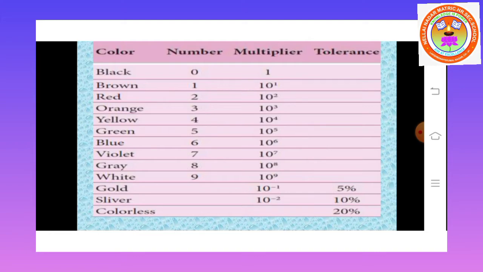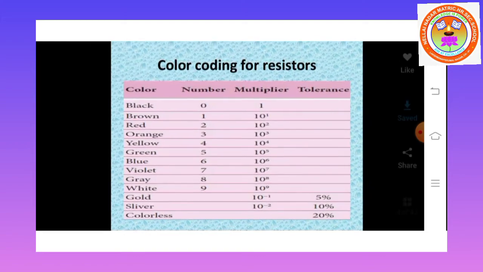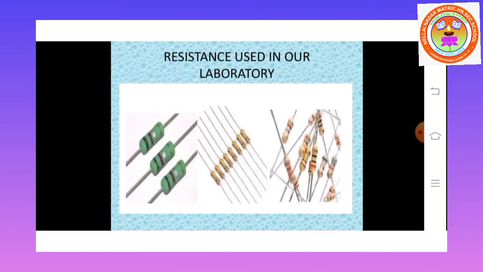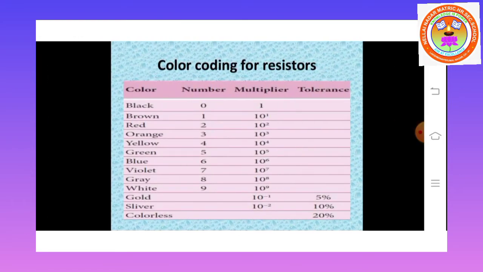Okay students, in this resistor, on the other side, that is the right side, it is also colored gold or silver. Sometimes there is no color on the right side. For the resistor, if it has the gold color, as a multiplier it has a value of 10 power minus 1, and it has a tolerance value of 5%.